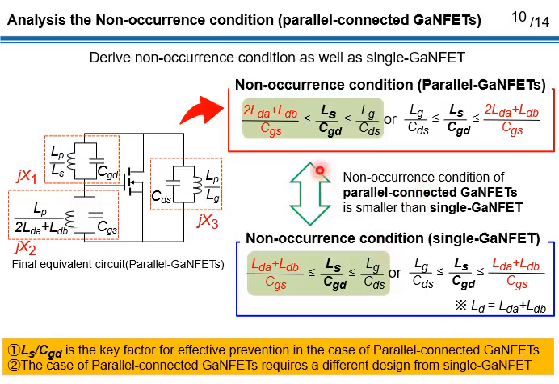However, the parasitic inductance value of the power circuit is different from the case of single GaN-FET. In particular, in the area shown in green, we can see that the non-occurrence conditions are smaller in the case of parallel connected GaN-FET. Therefore, the case of parallel connected GaN-FET requires a different design from single GaN-FET.